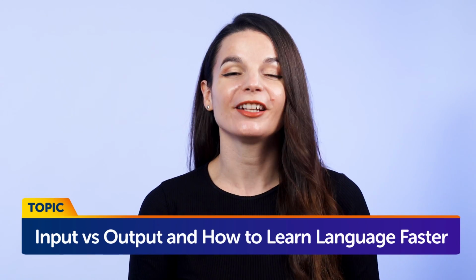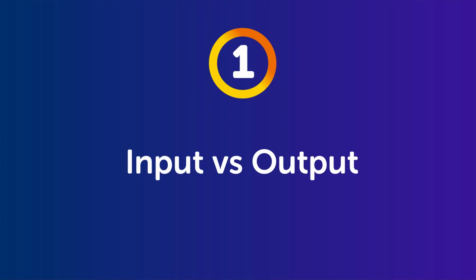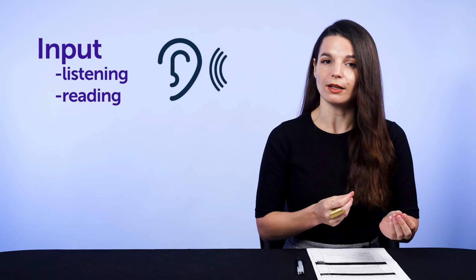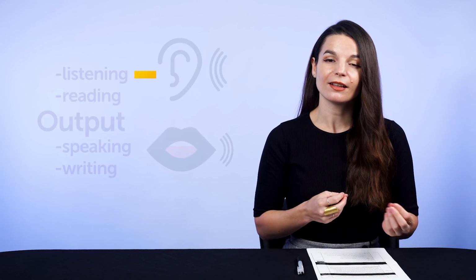Input versus output and how to learn language faster. Part 1. Input versus output. So there are two ways to define input and output. First, from the language learning perspective, input is listening and reading, and output is speaking and writing. The second way to look at it is the effort you put in and the results you get.